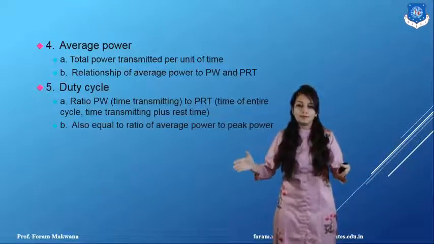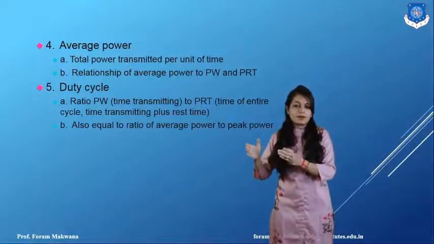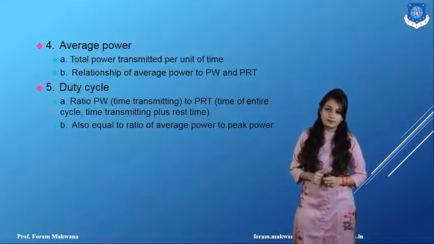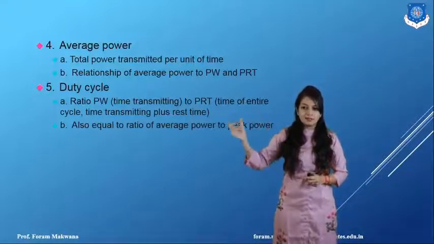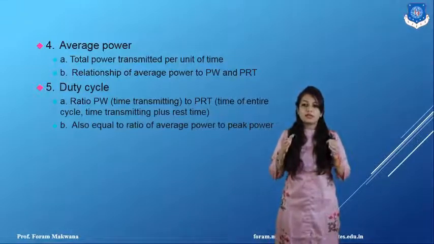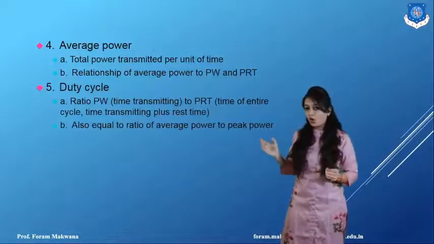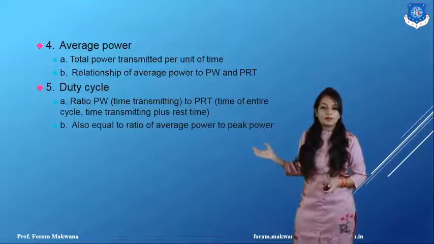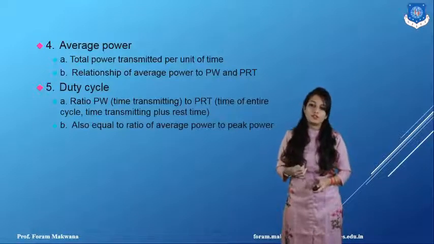So the whole period, the entire cycle, that means my transmitting pulse plus the rest time, is the total period. This duty cycle relates the pulse width and the PRT. PRT is the total time period, and the pulse width is the time period for which we transmit the signal. So we can say it is also equal to the ratio of average power to the peak power. So these are the terms which are related to the radar range.